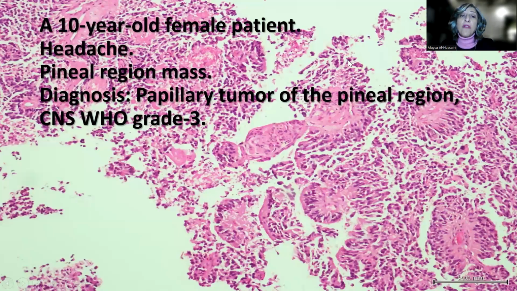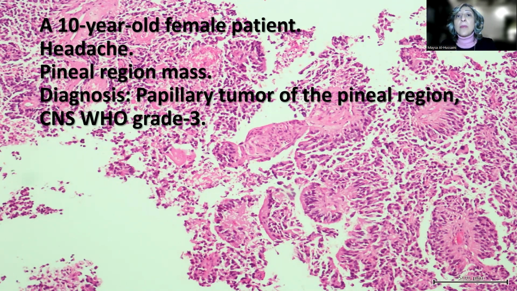So to sum up, the final diagnosis of this case was papillary tumor of the pineal region. The WHO classification of CNS tumors assigns 2 grades to this rare entity, grade 2 and grade 3, depending on the presence of increased mitotic figures, as well as Ki67, with the cutoff of 10%. Anything that is 10% or more is usually considered to be a grade 3 tumor. Remember that this tumor is rare.